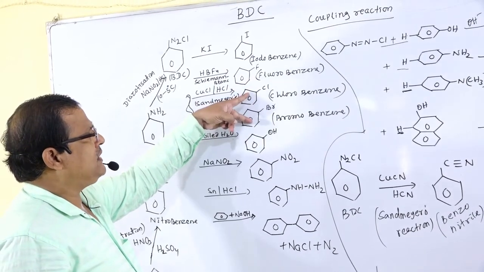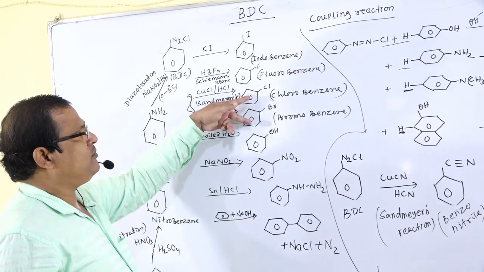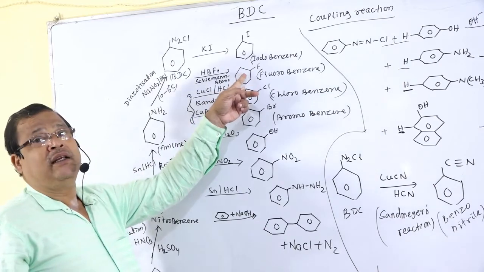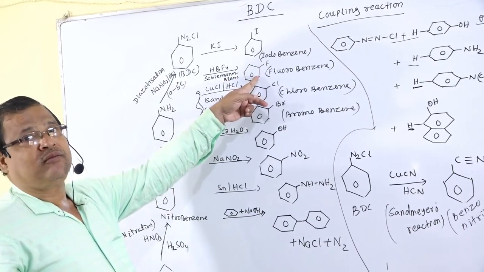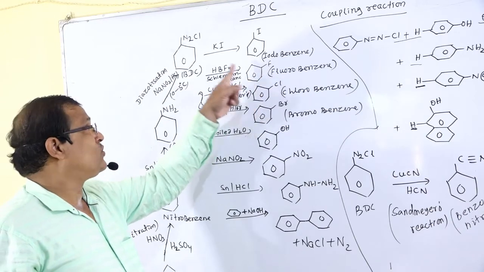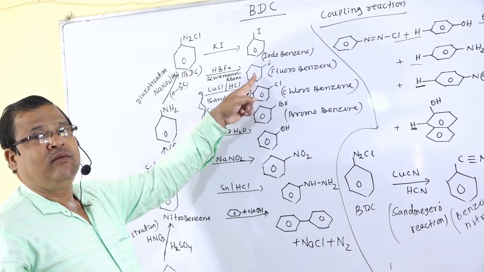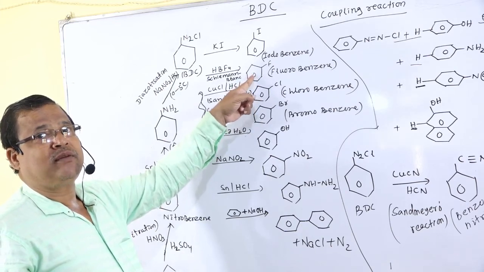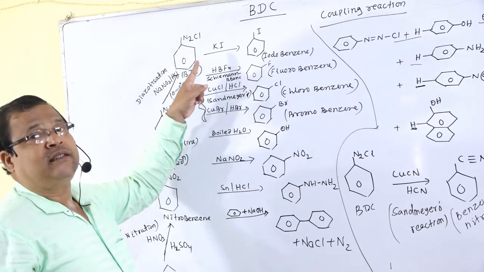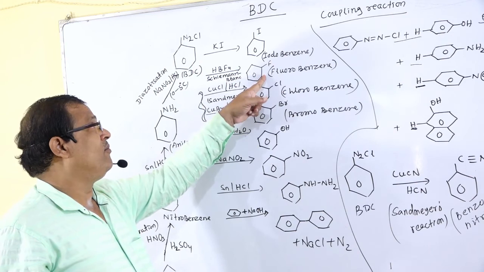Chlorobenzene or bromobenzene can be prepared by any method, such as chlorination or bromination. But fluorobenzene cannot be prepared by fluorination of benzene because fluorine is very reactive. So this is the suitable method for the preparation of fluorobenzene: BDC treated with HBF4 forms fluorobenzene.